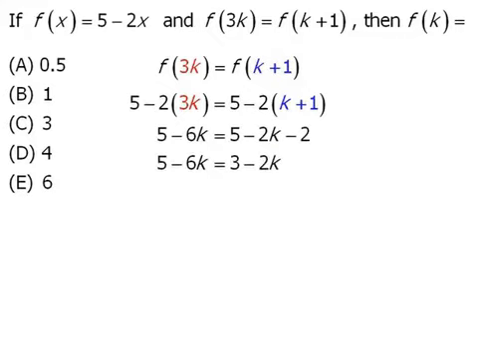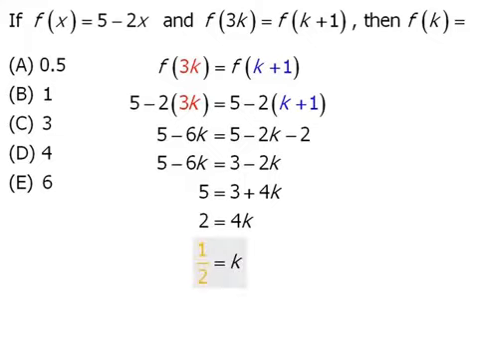From here, we want to get all of our k's on one side of our equation, so let's add 6k to both sides. From here, we can subtract 3 from both sides, and finally, we'll divide both sides of our equation by 4 to get k equals 1/2.